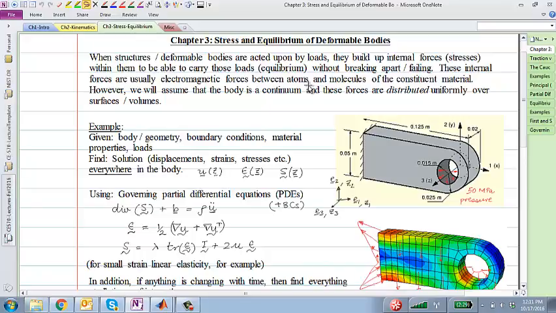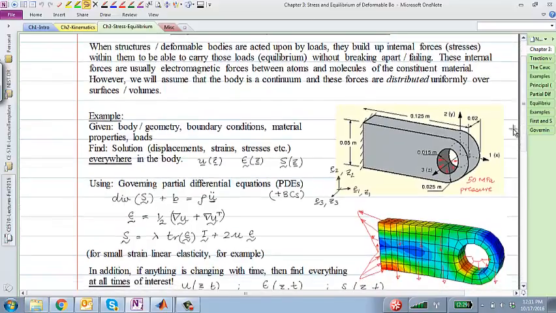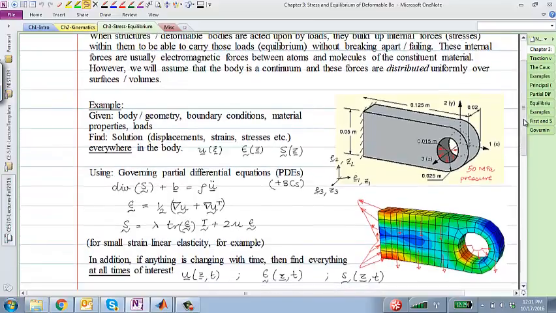We know that there are atoms and molecules, a discrete set of particles in there interacting with each other, but we are going to assume that the body is a continuum, and that's the way they are going to interact with each other. The forces that the left half, for example, applies on the right half will have to be interpreted as a distributed force over some surface, volume, or edge.